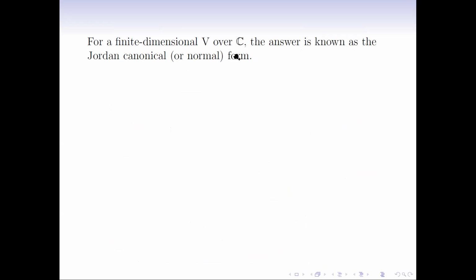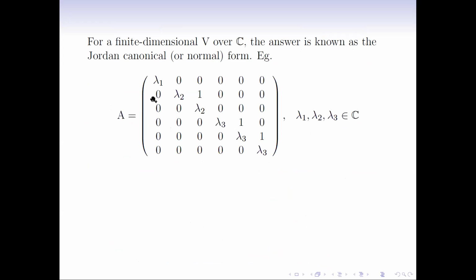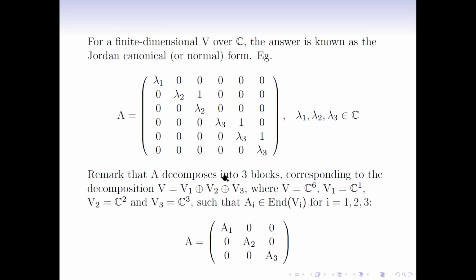For a finite dimensional V over C, the answer is known as the Jordan canonical normal form, for instance, like this. Here we have a 6 by 6 matrix. All the entries lambda 1, lambda 2, lambda 3, all the eigenvalues, belong to C. And there are several blocks. The first one is diagonal, and the other two are not. So A decomposes into these 3 blocks, corresponding to the decomposition of V, which is 6-dimensional, into the sum of 1-dimensional, 2-dimensional, and 3-dimensional spaces, such that each block belongs to the endomorphisms of the corresponding space.